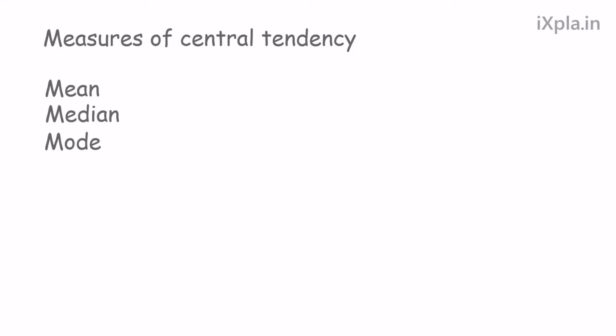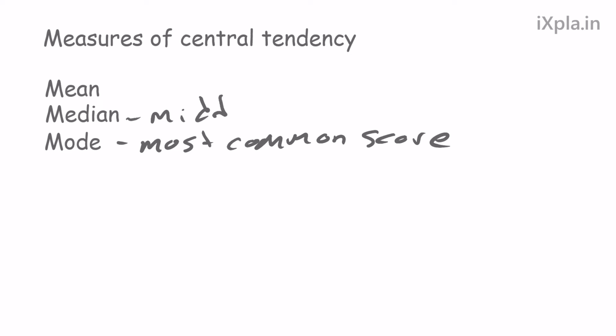The mode is the least precise measure of central tendency, and it is simply the most common score. So you just look at all the scores, and the one that occurs the most frequently is the mode. The median is the number in the middle. So after the scores are arranged in numerical order, you find the score in the middle. That's the mode, or excuse me, that's the median.